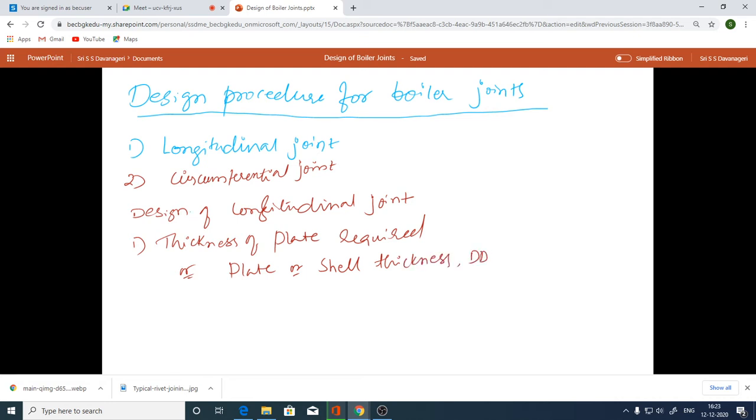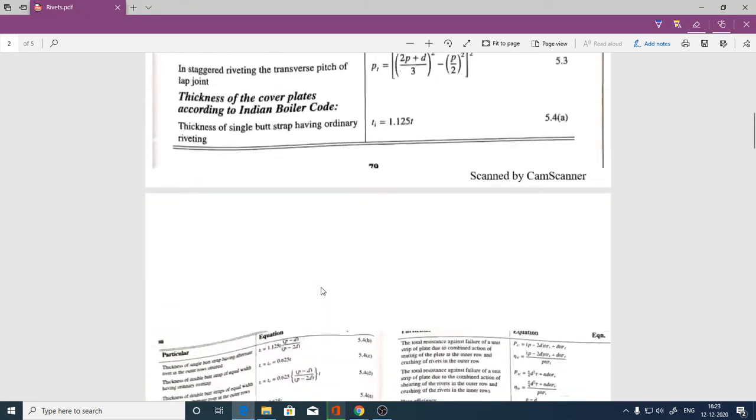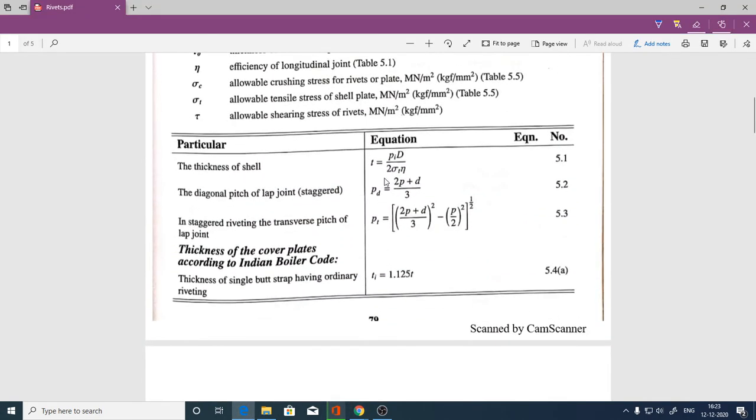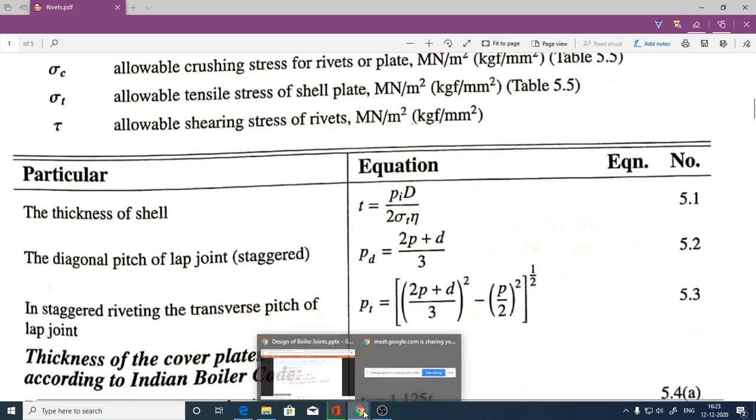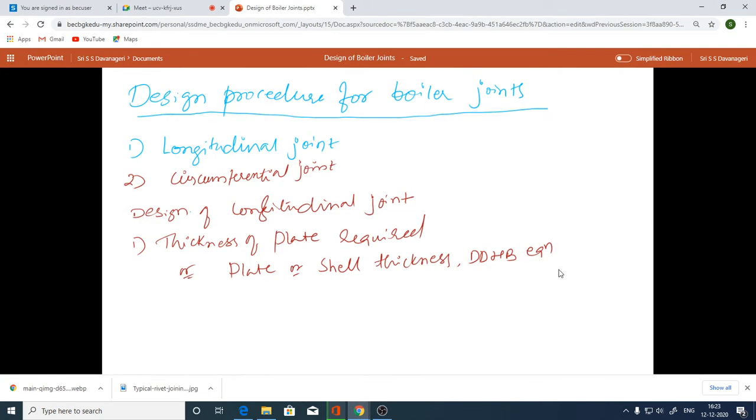Now refer design data handbook. Okay, so notify equation number 5.1. So now T equal to Pi capital D efficiency sigma T into 2 times of efficiency into T.